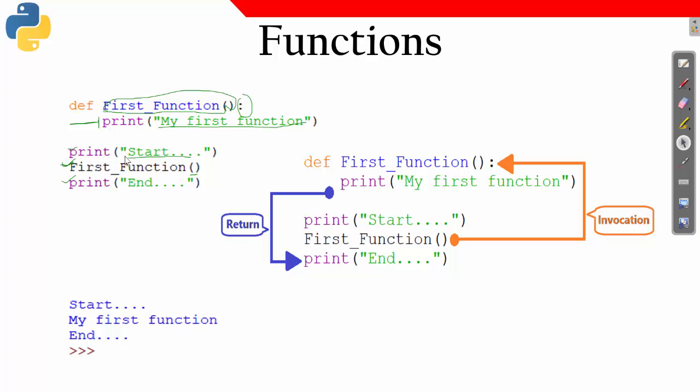So the output will be something like this for this particular program. I'll be writing start because the program is starting with a print statement, that is start, and unless and until I call the function, the def function can never be called. So I need to call the function by giving the function name and a bracket. And if the function is called, what needs to be printed? My first function. So my first function got printed, and at the end my last statement got printed, that is end.